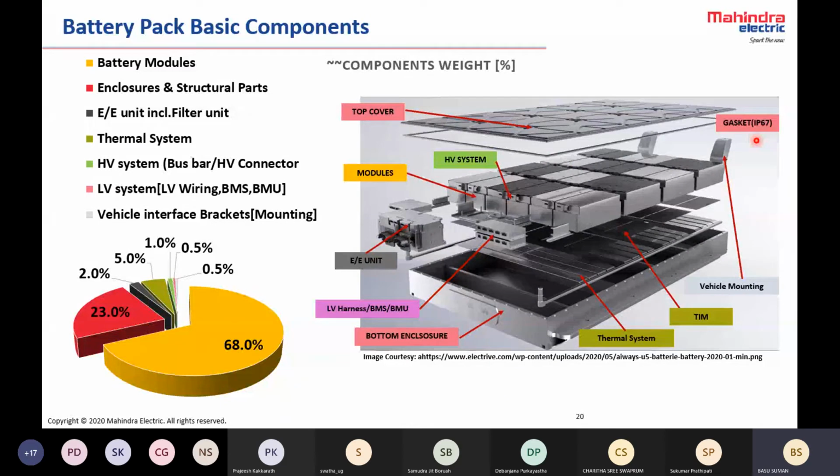So IP67 means it will have to be protected against dust and also water. And protection against water means what? It will have to be immersed in water at 1 meter depth from the highest point of the battery pack. Under that pressure, if the battery pack is kept for 30 minutes, after that also the battery pack should remain operational. So that is ingress protection 67.